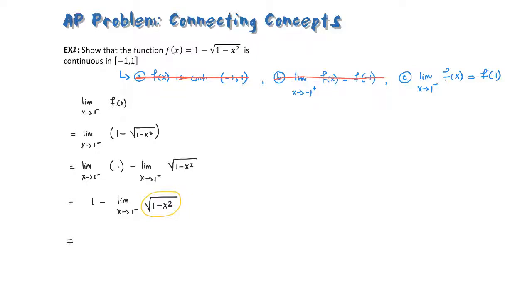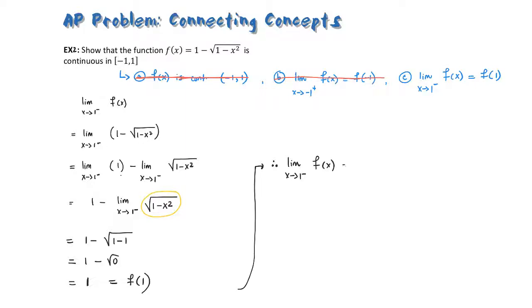So we're going to have 1 minus the square root of 1 minus 1 squared, 1 minus the square root of 0. This is just going to be 1. And 1 is equal to f of 1. So then we conclude here that the limit as x approaches 1 from the left of f of x is beautifully equal to f of 1. So this is saying that f is left continuous at 1. We are practically done with the solution to this problem. This is exactly how you tackle it.